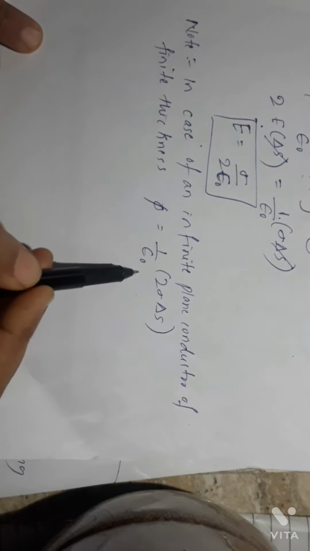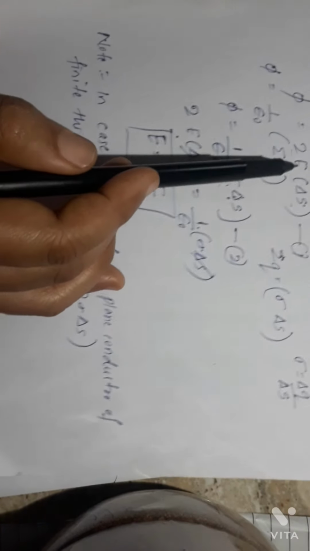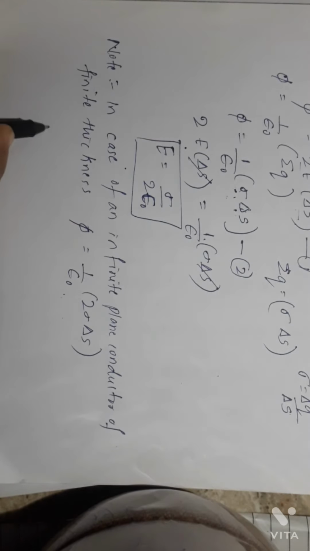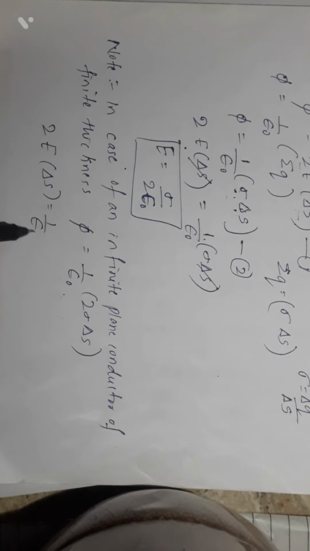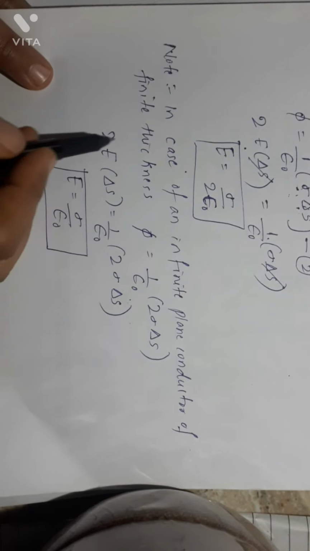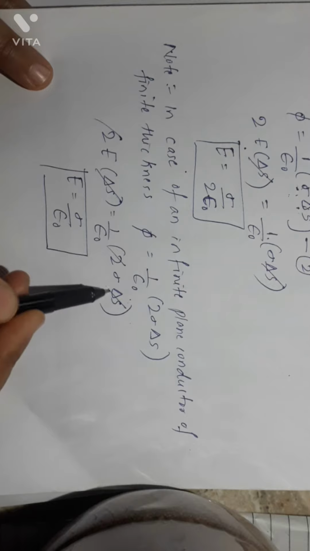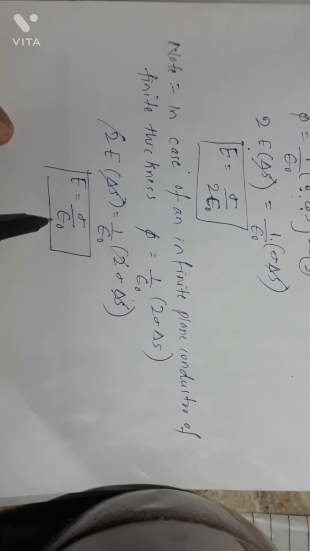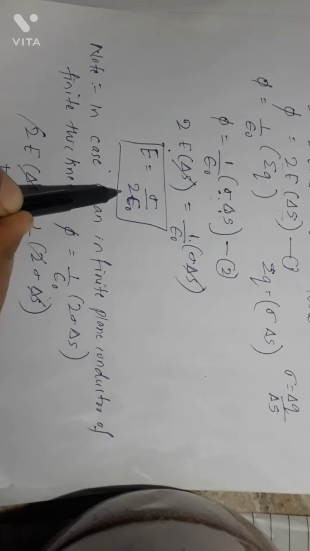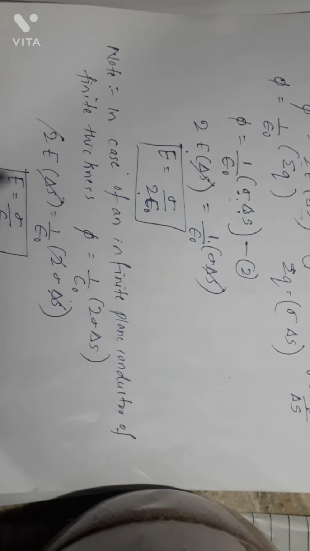Then if we equate this with the above, 2 into E delta S equal to 1 by epsilon naught 2 sigma delta S. The 2 and delta S cancel, so we get E equal to sigma upon epsilon naught for finite thickness. It is multiplied by 2 only in the infinite case. So this is the electric field due to the plane sheet.